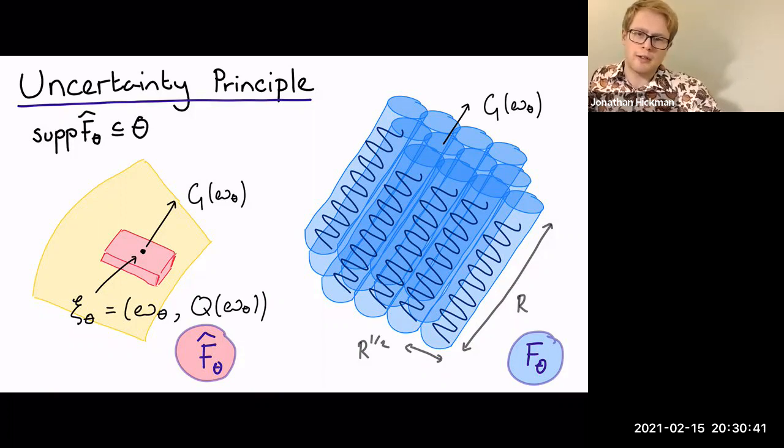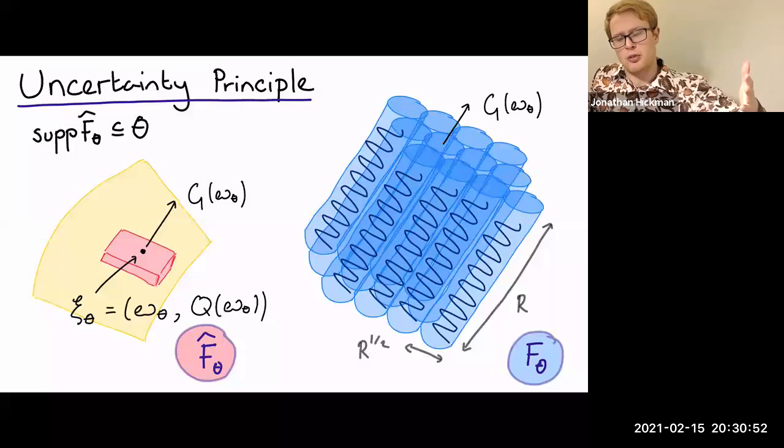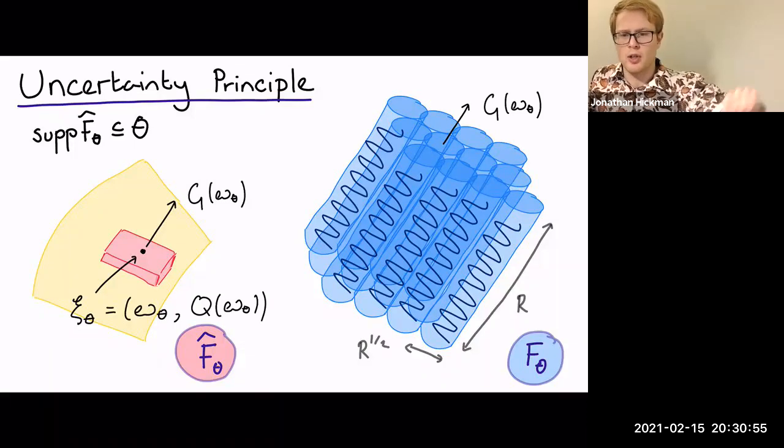Now, what the uncertainty principle tells us is that in the spatial domain, f theta should be essentially constant on translates of the dual slab. And we'll refer to these translates of the dual slab as tubes. So they look like cylinders, which have length R and point in the direction of the normal to the slab. And they have width square root of R. So the scales are given by the reciprocals of the scales of the frequency slab. Okay, so we can think of f sub theta now as a weighted sum of characteristic functions of these tubes.